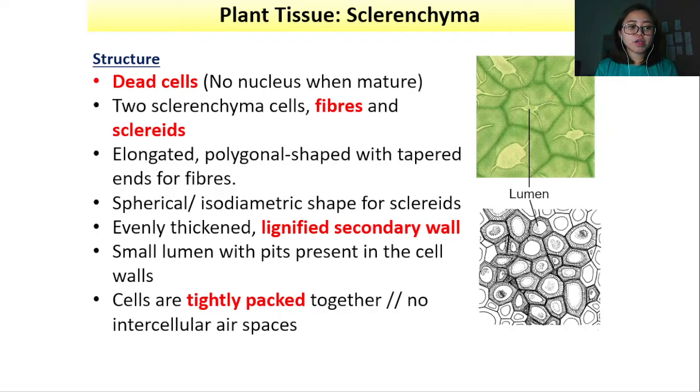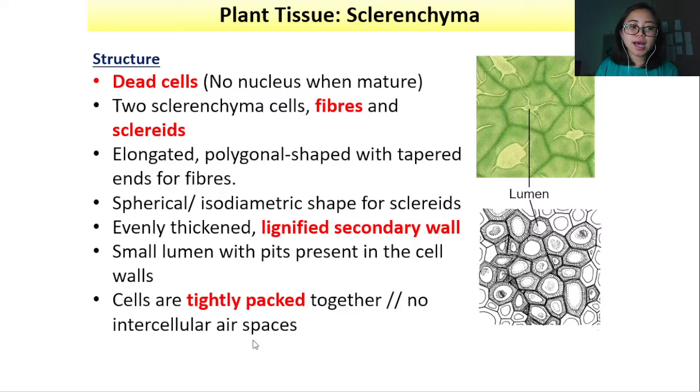You will have small lumen in the sclerenchyma, means lubang di dalam sel itu akan agak kecil. So kamu nampak dia dilabelkan di sini lumen, ruang kecil. With pits. Pits means lubang. So sini kamu nampak dia punya lubang, present in the cell walls.